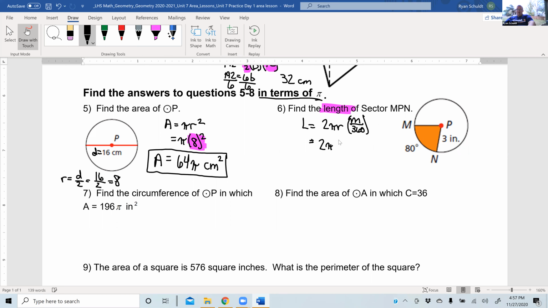Okay, 2 pi, our r is 3, the m is 80 over 360. So if we put anything in the calculator, it would be 2 times 3 times 80 over 360. Do not put the pi in there. I can't do this one in my head. Let me calculate it. Okay, so this is going to be 4/3. And then I bring my pi down. I'm going to be in inches. So the length is 4/3 pi.